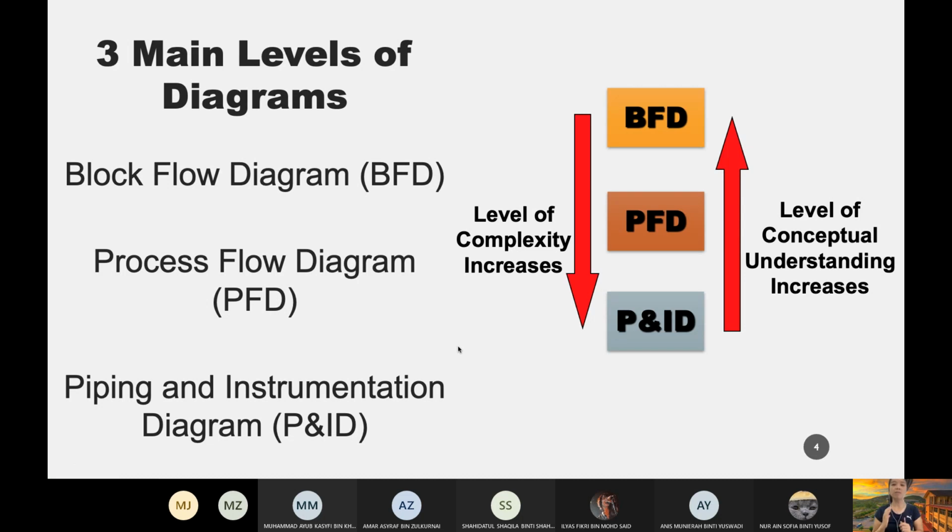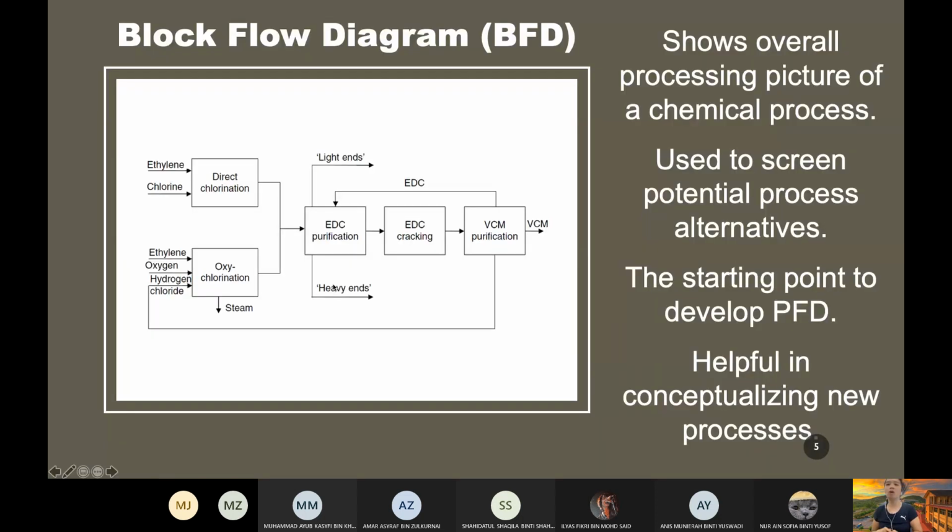Okay, to understand it, we always start with block diagram, we go to flow diagram, then we go to PNID. So first of all, we go to block flow diagram, BFD, or sometimes we just call it block diagram. Block diagram is actually very simple. It's like what you do for mass balance, you have boxes. So it's to show an overall processing picture of a chemical process to screen potential process alternatives. Why does it say that?